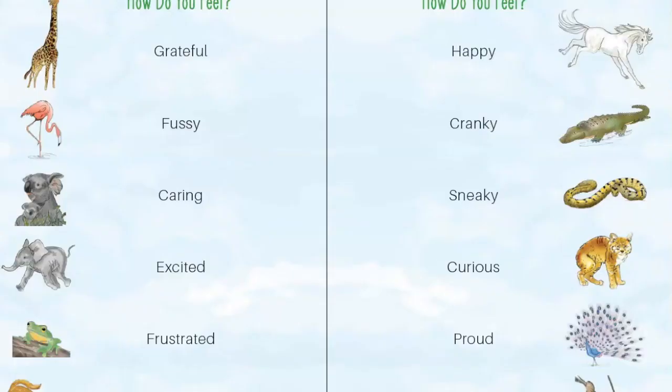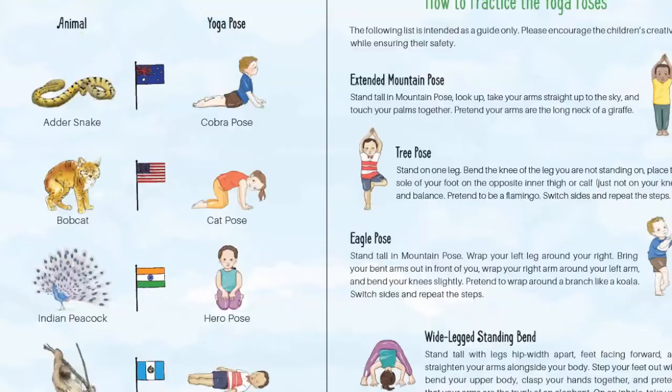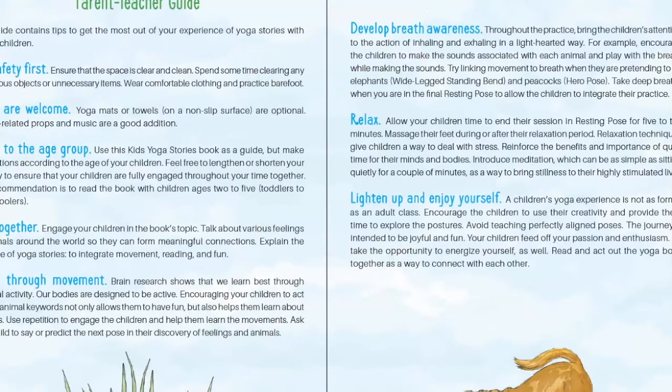And since this is a book about feelings, we explore feelings on this page, as well as sharing where the animals are from in the world. And of course, how to practice the yoga poses so that you will be able to very confidently explain the individual yoga poses to your children. And always a parent-teacher guide to help you get the most out of the story.